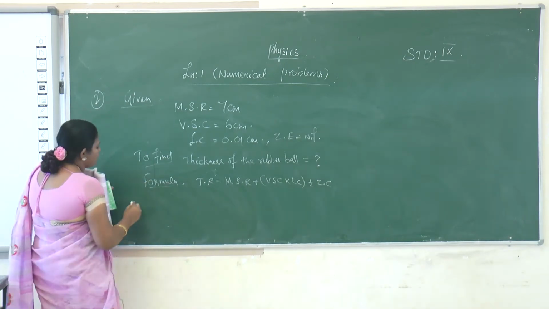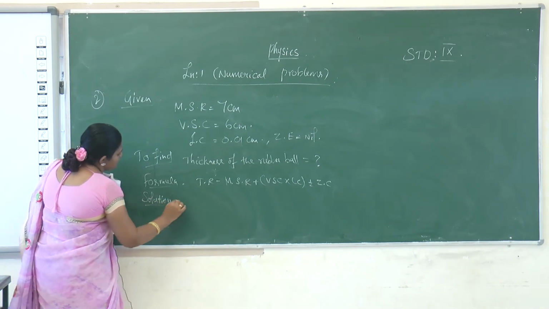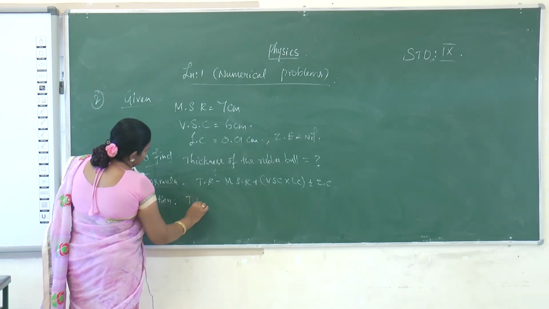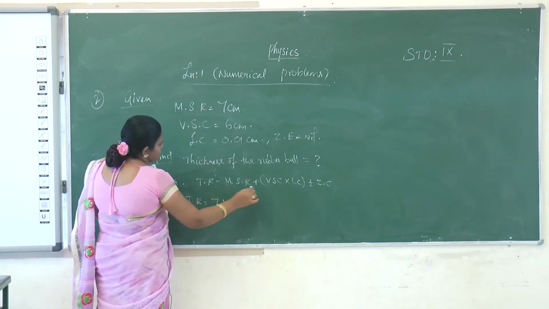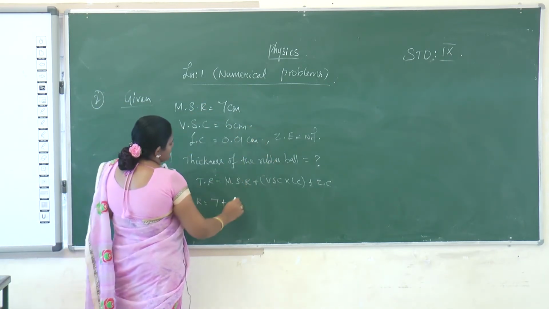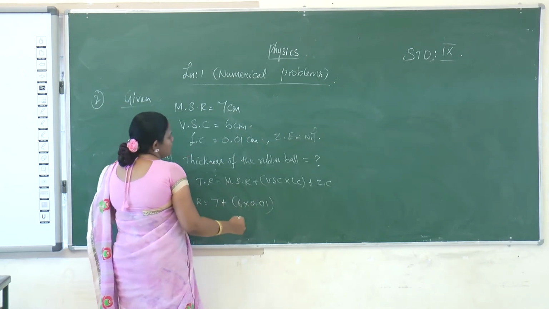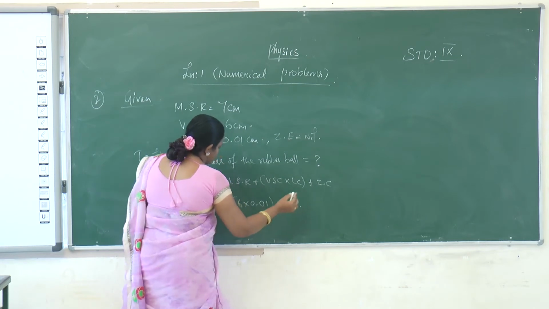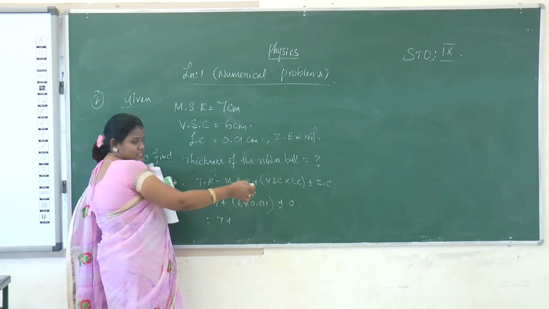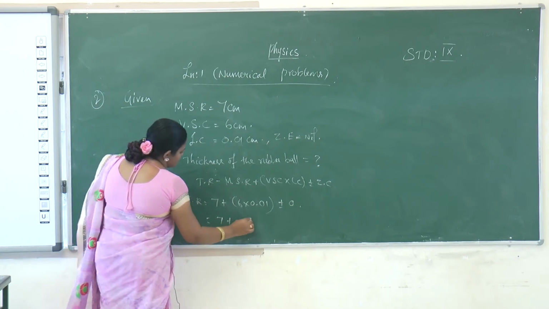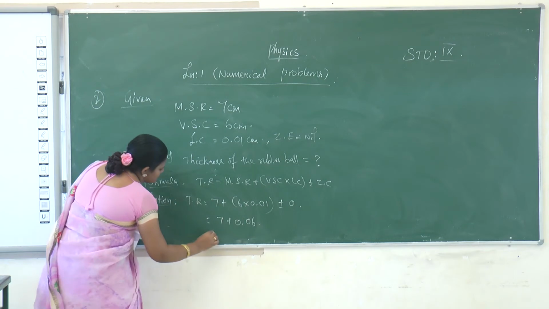So how will you calculate the solution? The thickness of the rubber ball, total reading, is equal to the main scale reading, that is 7, plus vernier scale coincidence 6 into 0.01 centimeter plus or minus zero correction, which is 0. So 7 plus 6 into 0.01, that is 0.06. So total reading is equal to 7.06.